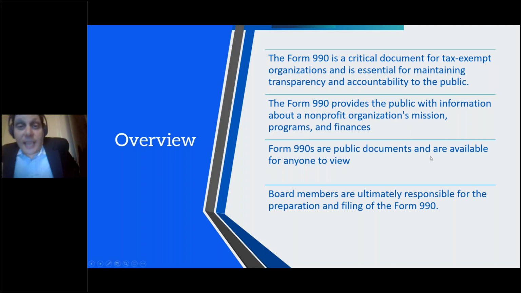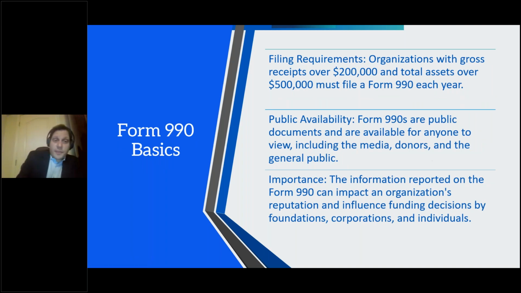Moving to the next slide to kind of dive into the details a little bit. Organizations that have gross receipts over $200,000 and total assets over $500,000 are required to file a Form 990 every year. I did want to note as well that if you're under that, you still do have to file what's called a Form 990N. It's a very simplified return and a very easy filing, but if you do not file it for 3 years in a row, you automatically will have your exemption taken away by the IRS.